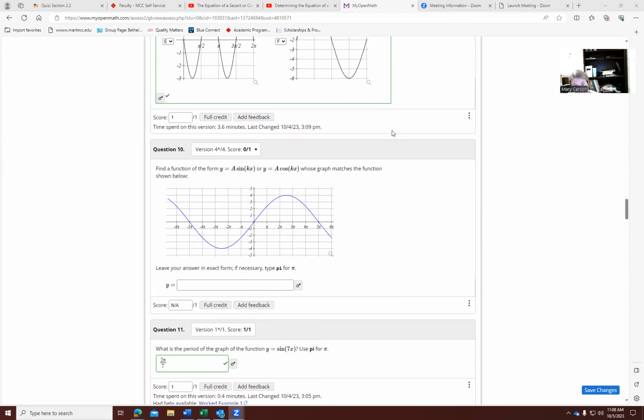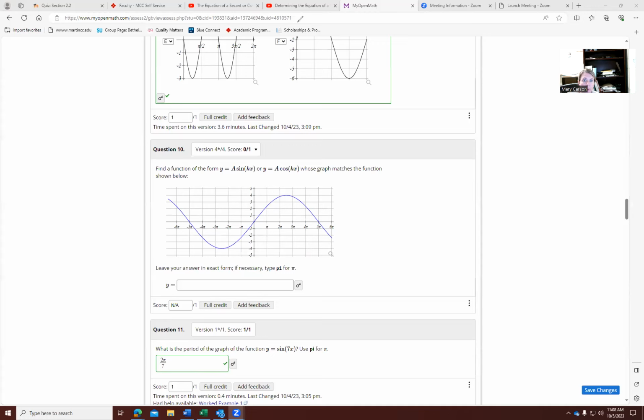Remember, A is your amplitude. B is the number that is figuring out your period. On these, your period for cosine and sine is not always 2 pi, but your normal one is 2 pi. So when you figure out the other ones, you have to use 2 pi divided by B.